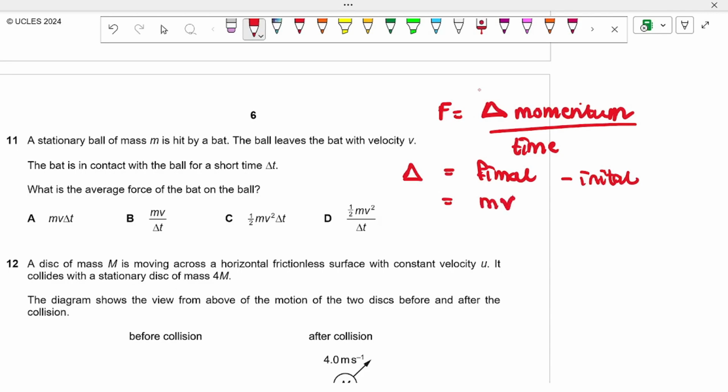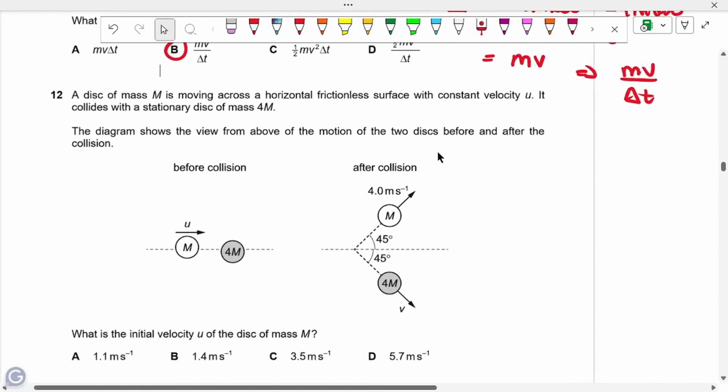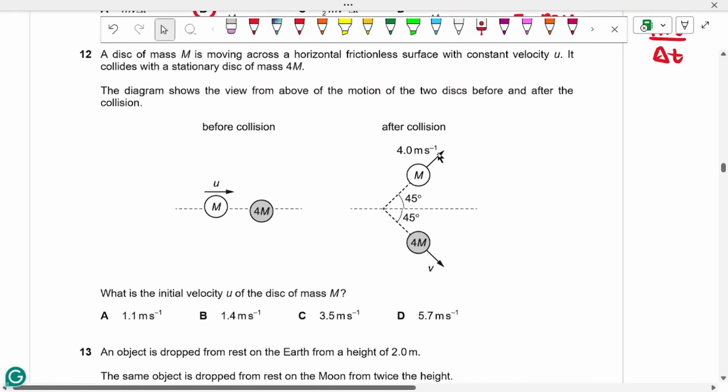It leaves the bat with a velocity v. So I should expect the initial being 0, my change to overall be mv. So my force would just be my change mv divided by the time delta t, and the correct answer will be B. Question 12. A disk of mass m is moving across a horizontal frictionless surface.